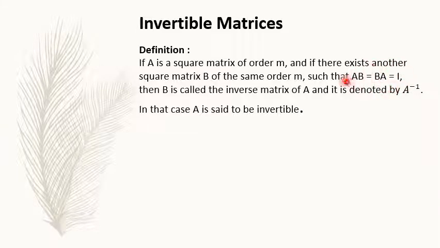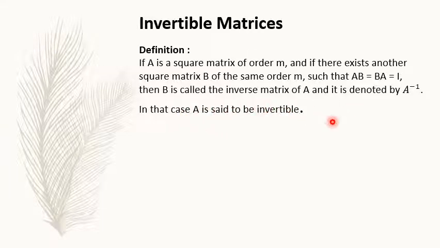That is, if a square matrix A is given, there exists another matrix B such that the products AB and BA give the identity matrix, which means that the diagonal entries are 1 and all the other elements are 0. Then we can say that B is the inverse of A, or we can denote B equal to A inverse. Then we can say that A is an invertible matrix.